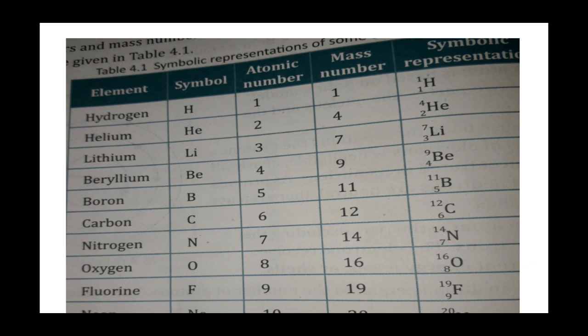Same in the case of helium, He, with atomic number 2 and mass number 4, written as subscript 2 and superscript 4. So atomic number 2, mass number 4. In that way you can understand the whole table.